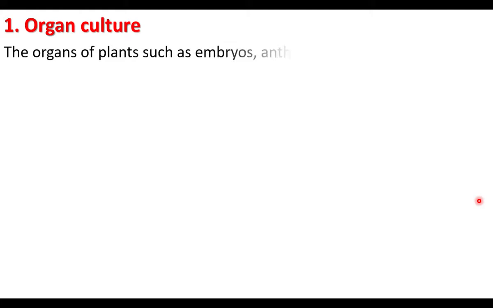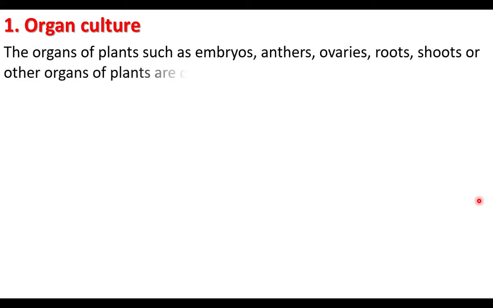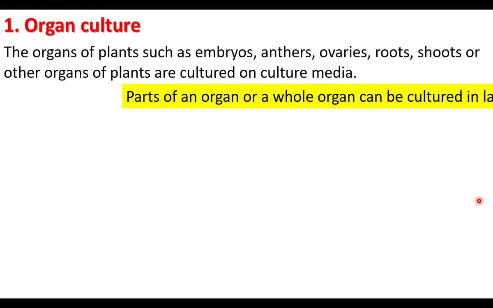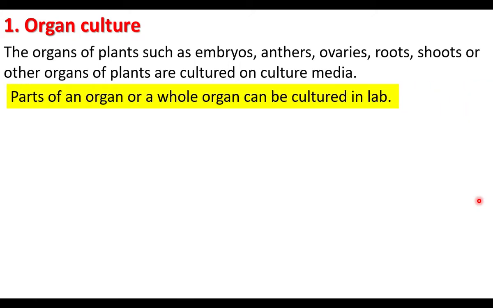What is organ culture? The organs of plants such as embryos, anthers, ovaries, roots, shoot or other organs of plants are cultured on culture media. Parts of an organ or whole organ can be cultured in artificial condition. This is organ culture.